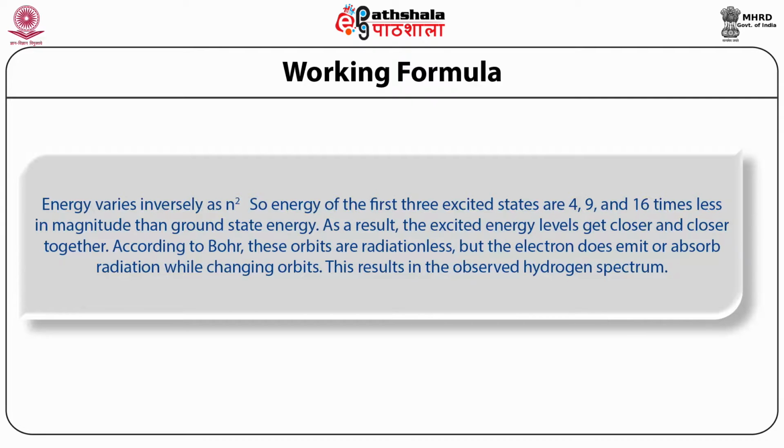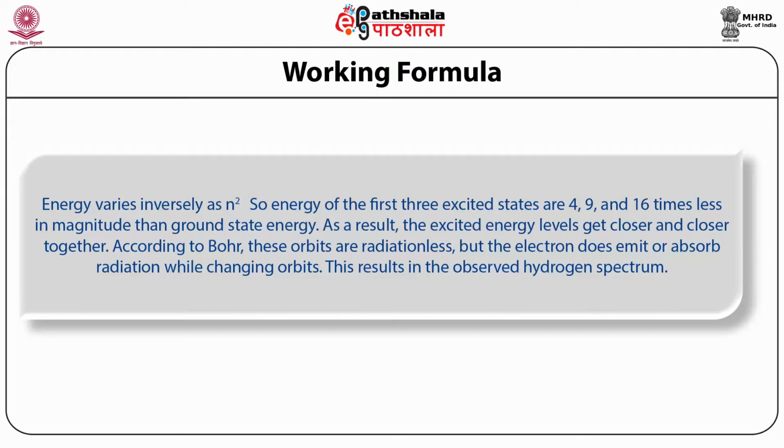So as a result, the excited energy levels get closer and closer together as we go to higher and higher energies. According to Bohr, these orbits are radiationless. That is, as I have already mentioned, the electrons do not radiate in these orbits, and that's how the atoms are stable. But if you subject the atom to radiation, the electron jumps from one orbit to another.